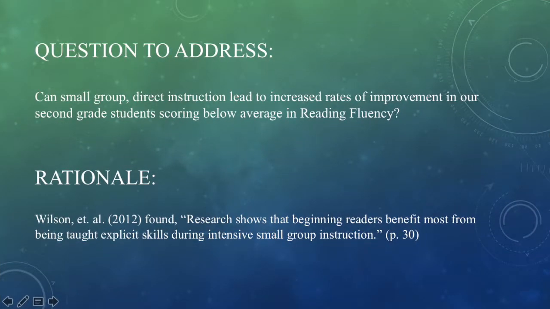My question is, can small group direct instruction lead to increased rates of improvement in our second grade students scoring below average in reading fluency if they start right from the beginning of the school year? My rationale is that Wilson, 2012, found that research shows that beginning readers benefit most from being taught explicit skills during intensive small group instruction.